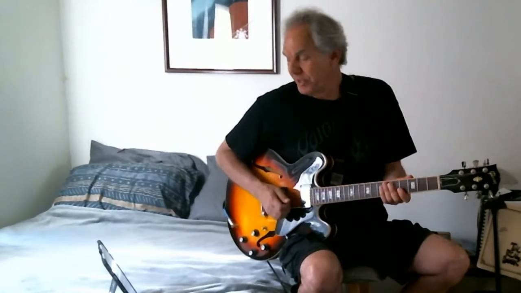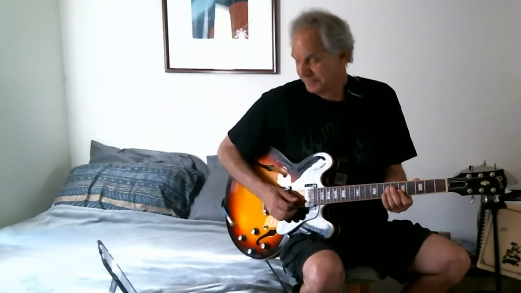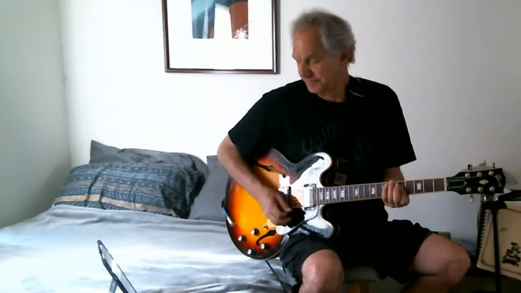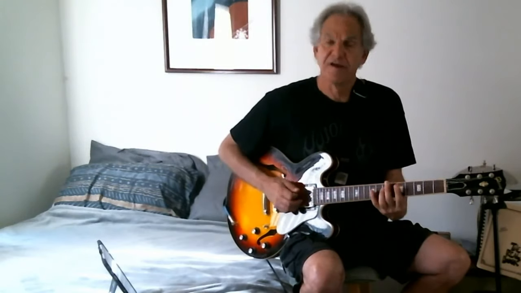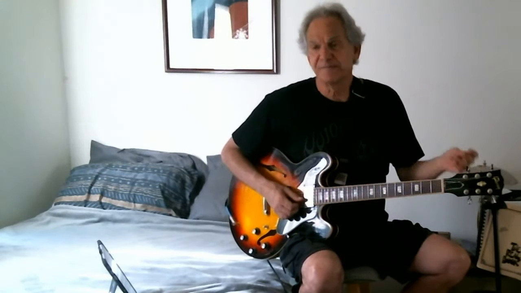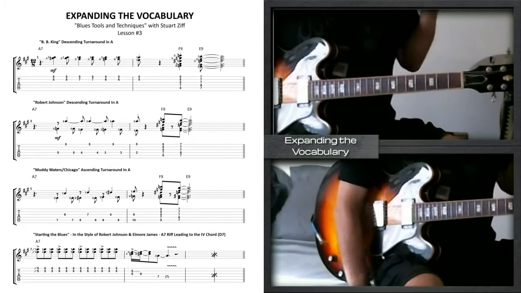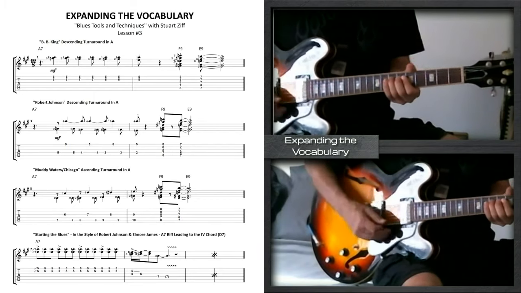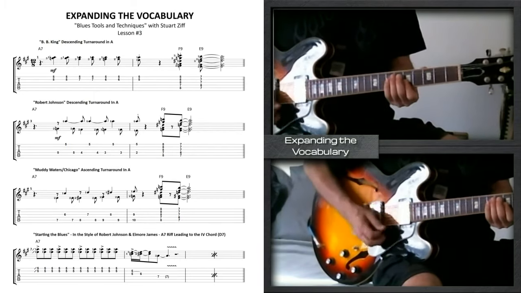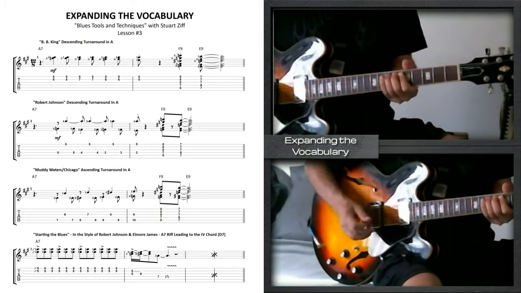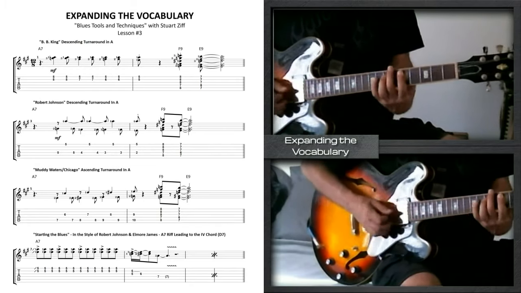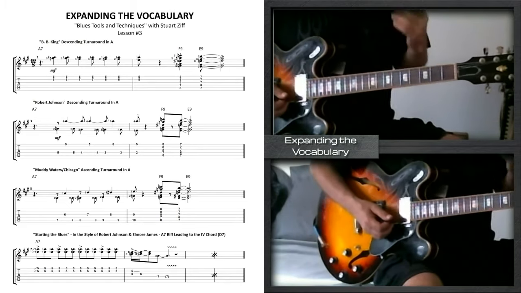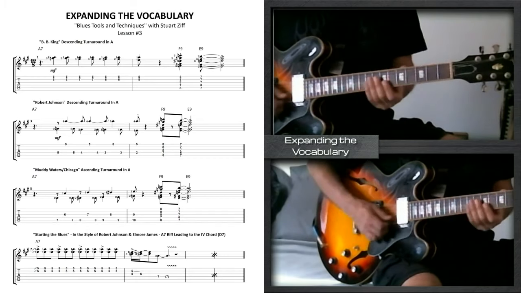So let's take this opening to the 4 chord. Let's do it together. 1, 2, a 1, 2, 3, 4. To the 4 chord. Let's do it one more time, then we're going to do it with the track. A 1, 2, a 1, 2, 3, 4.